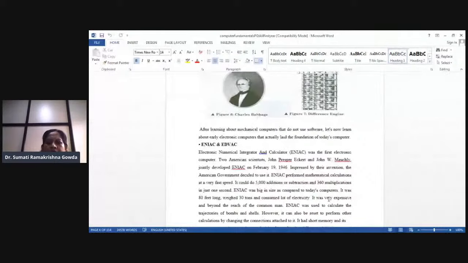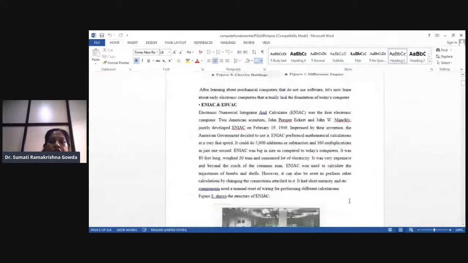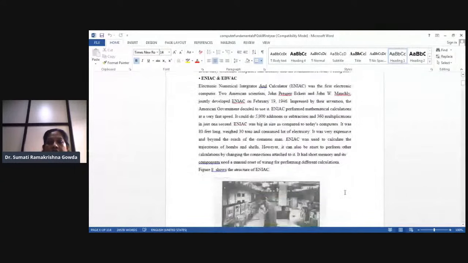ENIAC was big in size compared to today's computers. It was 80 feet long, weighed 30 tons, and consumed a lot of electricity. It was very expensive and beyond the reach of any common man. ENIAC was used to calculate the trajectories of bombs and shells. However, it could also be reset to perform other calculations by changing the connections attached to it. It had short memory and its components needed a manual reset of wiring for performing different calculations.